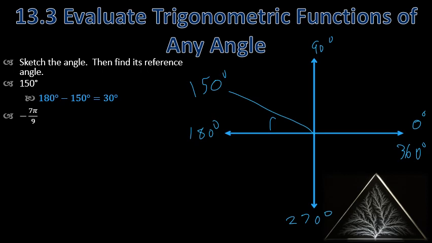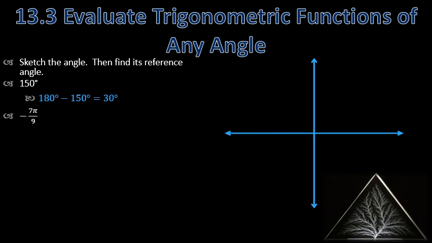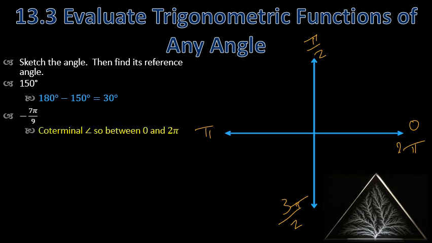Let's try negative 7 pi over 9. Oh, wait, that's in radians. There's no degree symbol. So let's make those go away and pull up radians. In radians, it's 0, pi over 2, pi, 3 pi over 2, and 2 pi. Wait, negative 7 pi, that's not on there. This goes from 0 to 2 pi, and my angle is negative. So let's find a coterminal angle so it's between 0 and 2 pi. I suggest every time you have an angle that is not on the circle, you go ahead and find a coterminal angle so that it is on the circle.